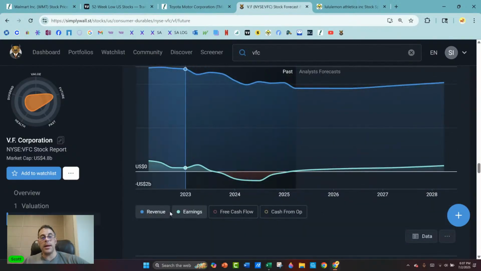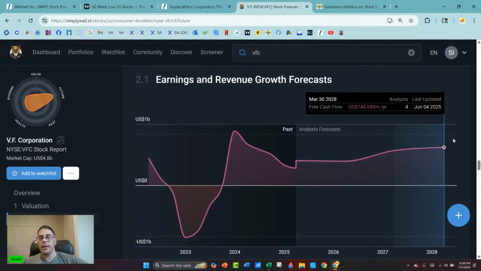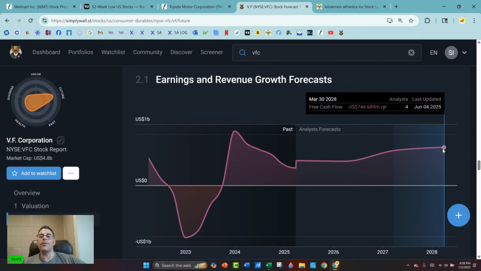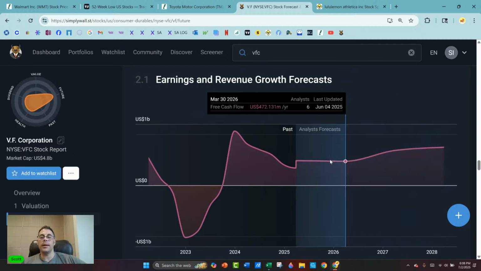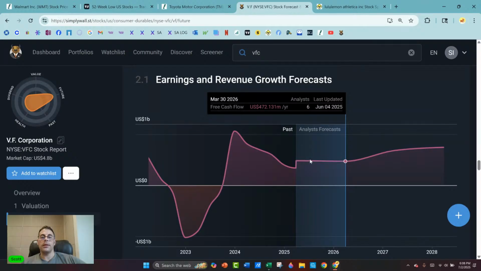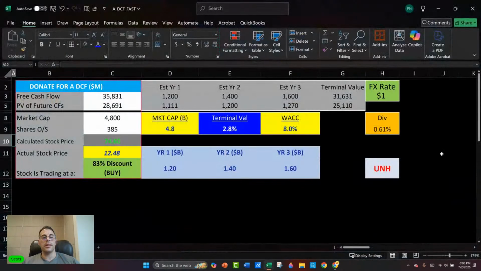But email me. I could send you this model if you want. Everything's free. You don't have to pay. If you do donate, it's nice of you, but you don't have to. I'm happy to give it to you free. So the free cash flow is expected to grow to 744 million by 2028. So from 400 to 700 to 744. So let's do a similar trend.